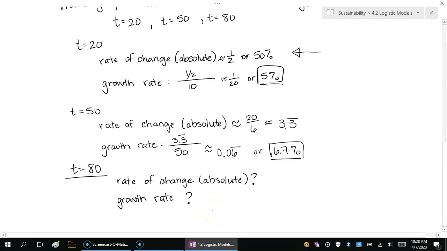Okay, so that's what I wanted to point out about this figure in your book, and I wanted, because we tend to think of growth rates, or rates of change, the way that we learned about them in calculus, I wanted you to be able to make the jump from absolute rates of change to these relative rates of change that are given by the growth rates.